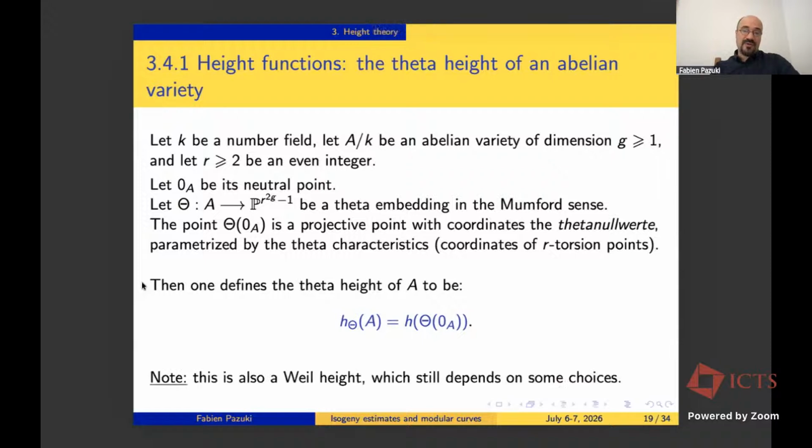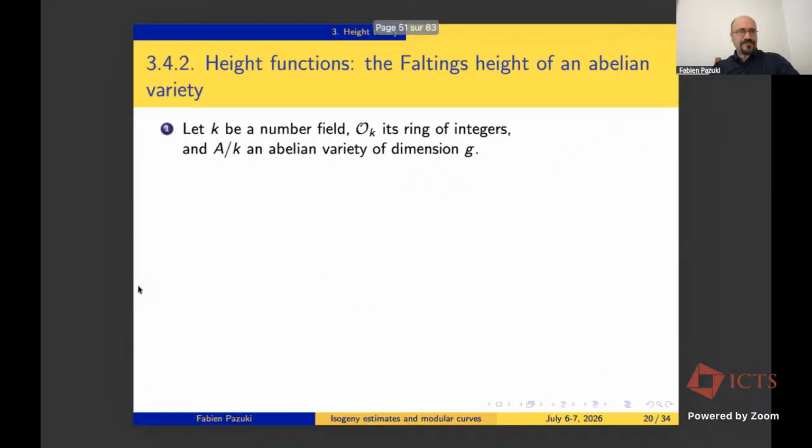Okay, so this is also a Weil height, and as such, it still depends on some choices, but at least there is an interesting theory that tells us that this choice has some power in a way. We can use it to do some things. It still depends on the class of theta embeddings. Okay, so that's a classical way to measure the size of an abelian variety. But there's another way, and this is the famous Faltings height of an abelian variety, where really we try to remove all projective embedding choice. That's the game here.